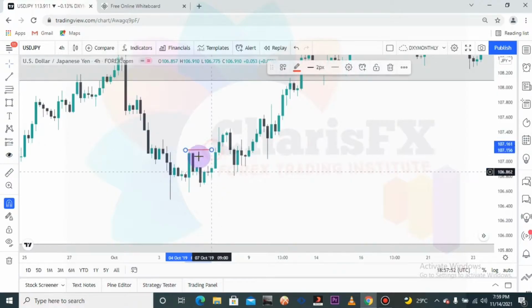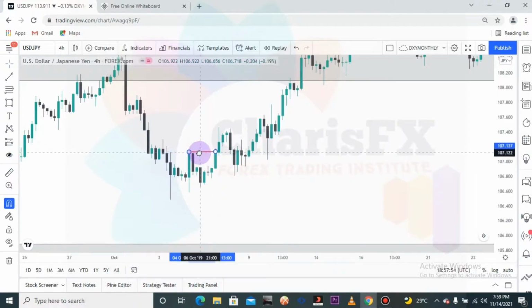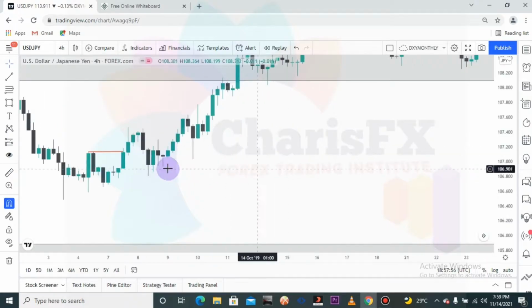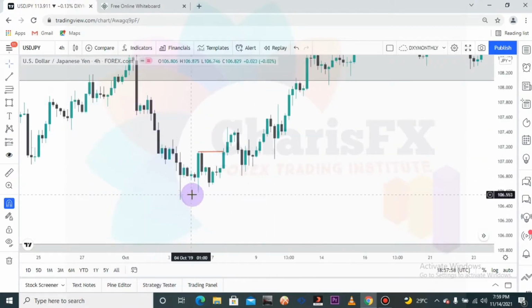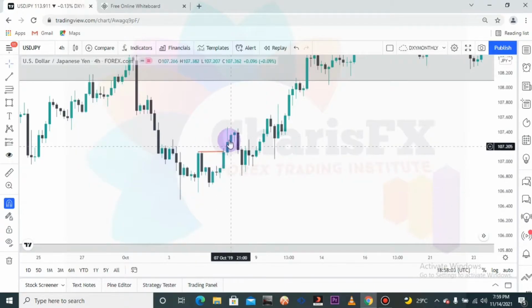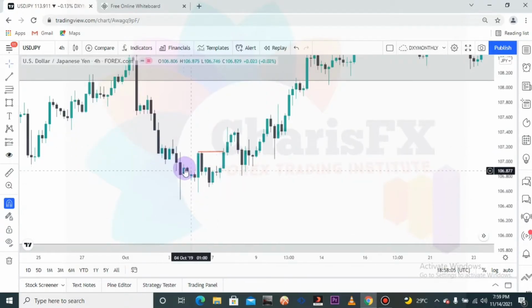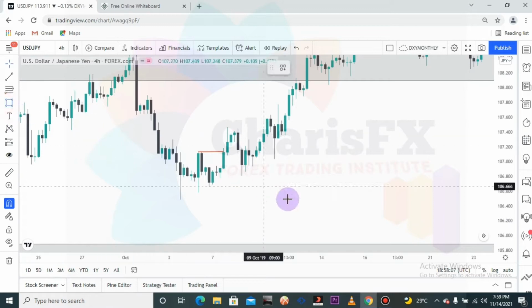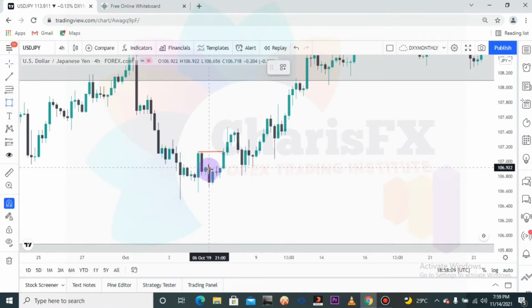So there was a break of structure here. You see that? Lower low, lower high, lower low. Price broke structure, body of the candle closed above the high. What am I going to do? Mark out the last bearish candle that was traded through by a bullish candle.